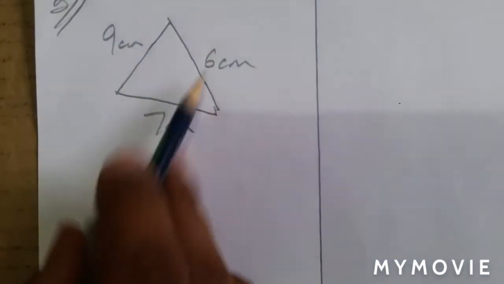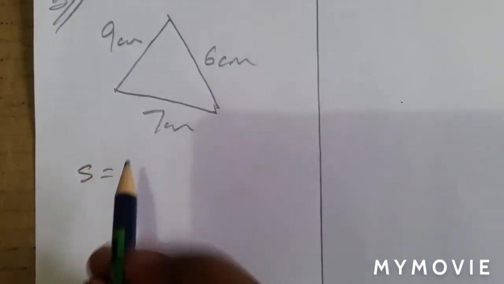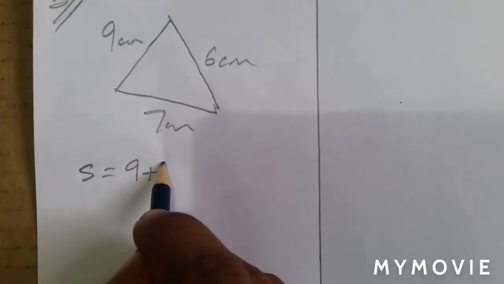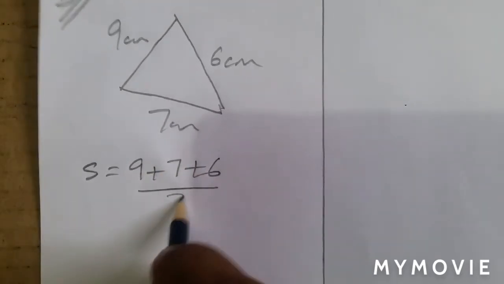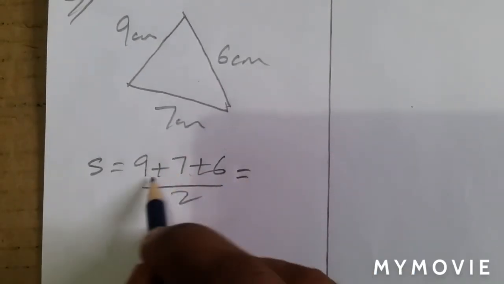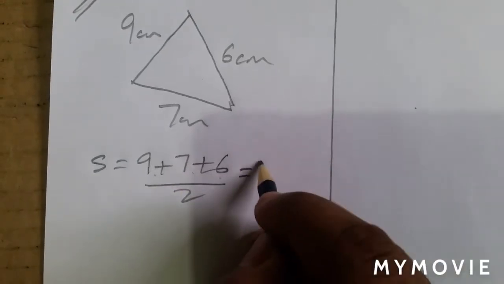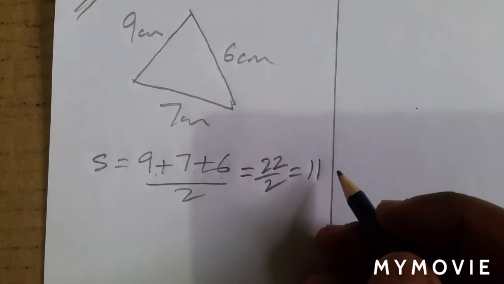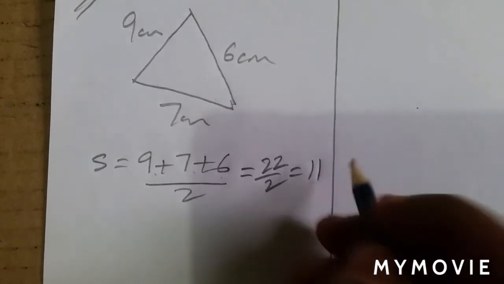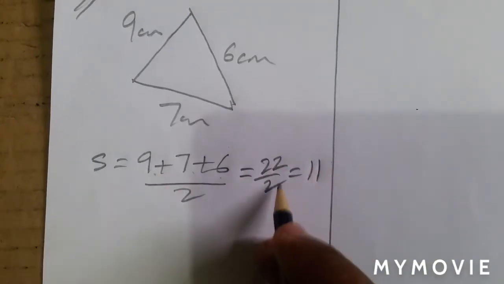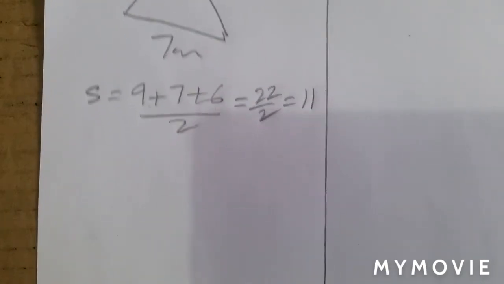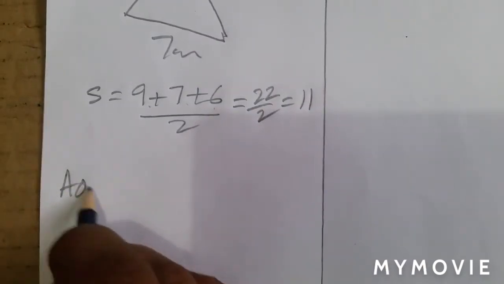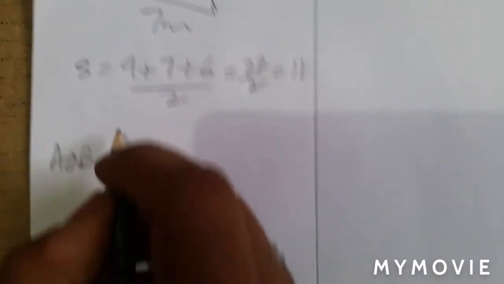So of course we have the lengths of all 3 sides, so we can go ahead and find the semi-perimeter. 9 plus 7 plus 6 divided by 2, that is 9 and 7, 16, and 16 and 6 is 22, over 2, that would be 11. Okay? 22 divided by 2 is 11. So the semi-perimeter is 11.